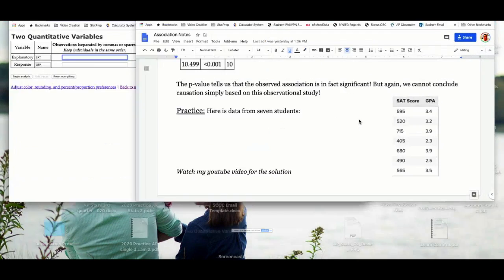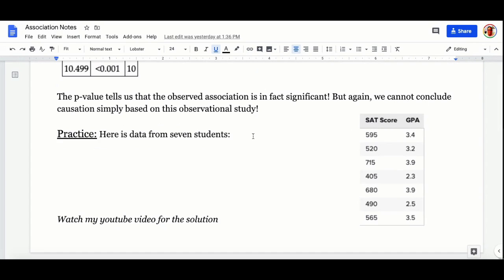And again, it asks for the 2 variables, explanatory and response. So I'm going to enter those names. We're seeing if SAT is influencing or explaining an increase or decrease in GPA. And I'm going to enter the data basically as it is right here.